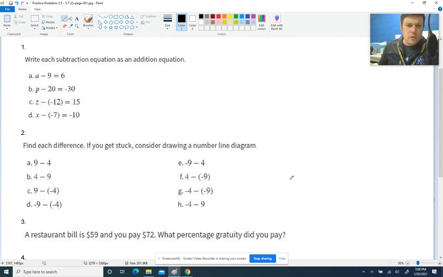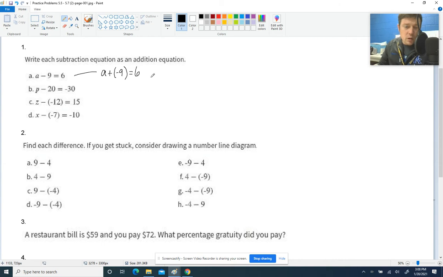Let's get started with writing these subtractions as additions. A couple of different ways you can do this, going from subtraction to addition. The easiest way is to use our rule, which we developed this week: adding the opposite. So change this to a plus the opposite of 9, which is negative 9, and it will equal 6.